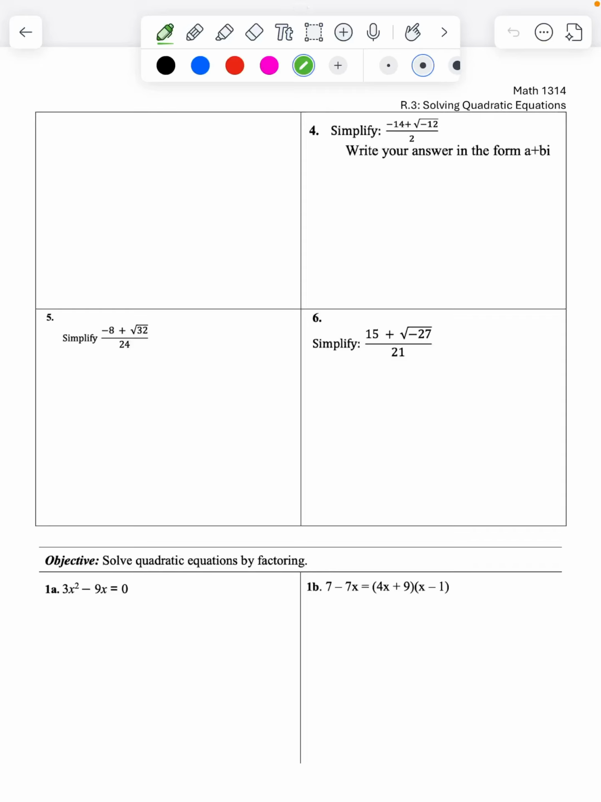This is the video for the notes 0.3 related to solving quadratic equations. Starting with what's labeled number 4 here at the top of the first page. We're going to practice simplifying an expression that will eventually be similar to a result from a quadratic formula.